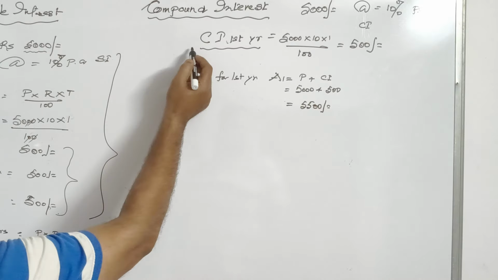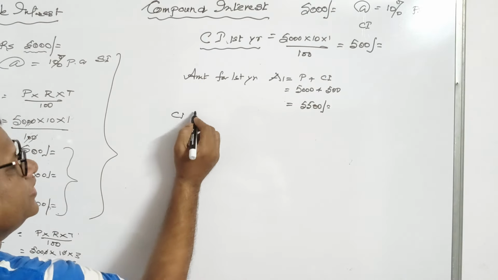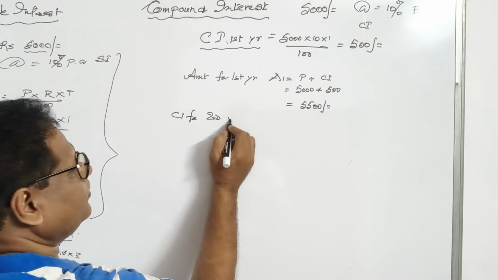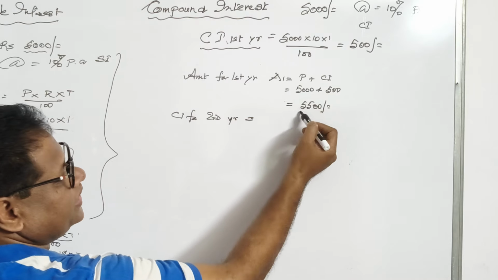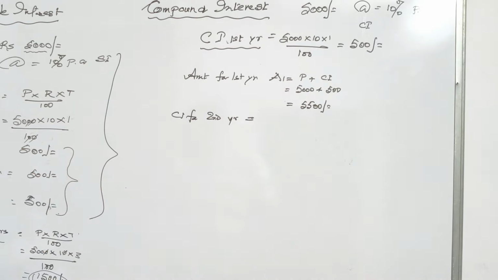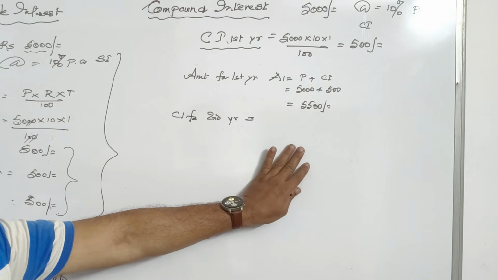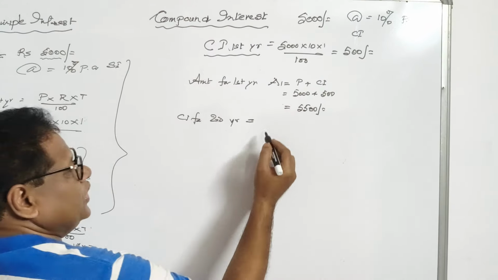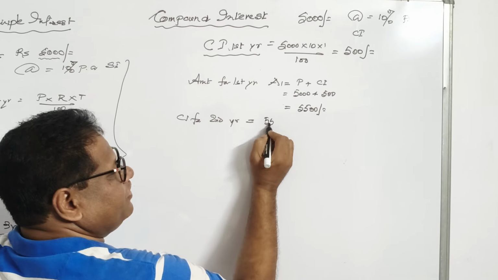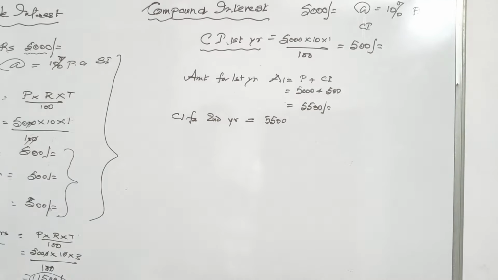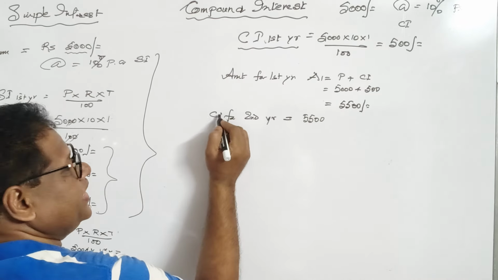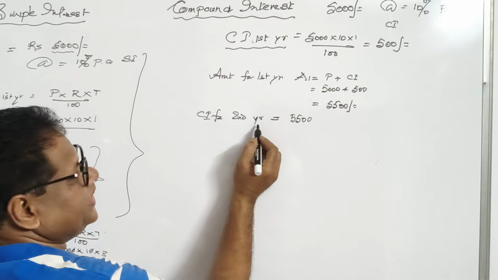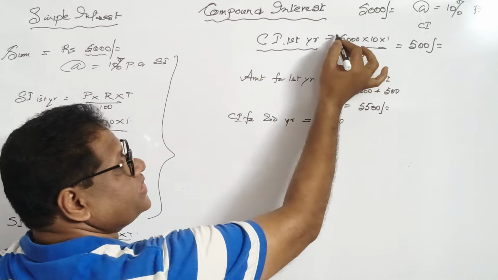Now the CI, compound interest, for the second year will be calculated on this principal. That means the amount due at the end of the first year will become the principal for the second year, right? So the principal will be taken as 5,500, but in case of simple interest the principal was the same for the second year, same for the third year. Here the CI is calculated for the second year on this, not on the original sum 5,000.